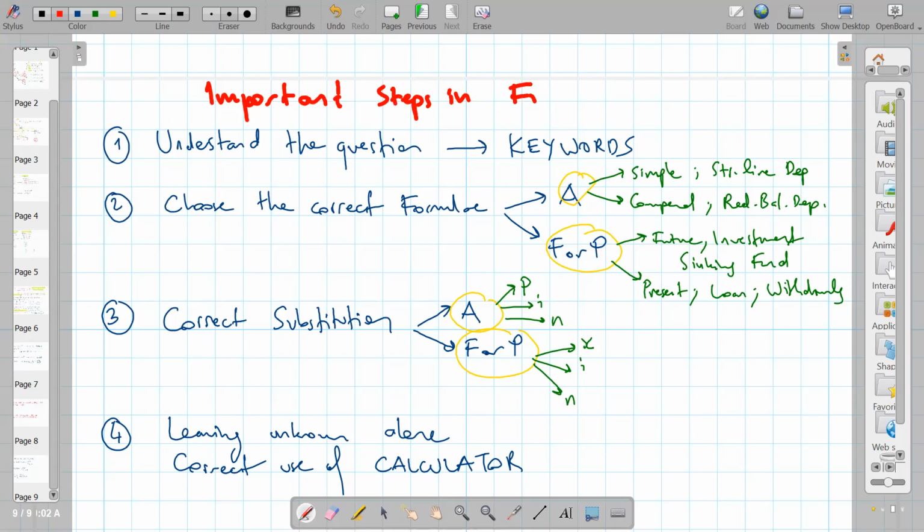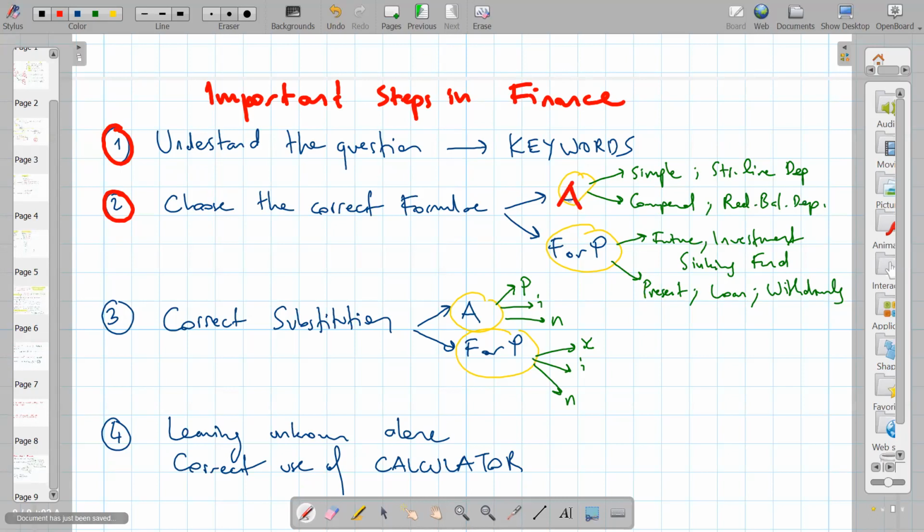Steps in finance. Okay, admit them all. Finance. Okay, now we can say first of everything, you need to understand the question correctly. And then the keywords are important there. Then you need to choose the correct formula, whether it is A or P.